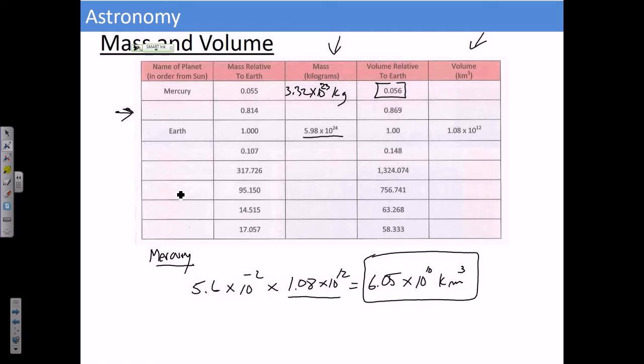Where did this value, 1.08 times 10 to the 12th, come from? Well, we started out with the volume of Earth. Volume of Earth is 1. We've normalized it to be 1. Mercury is a smaller volume, so 0.056 times 1.08 times 10 to the 12th gives us 6.05 times 10 to the 10 kilometers cubed. So now that we have mass, we can divide it by volume, and we can end up calculating the density of the planet.